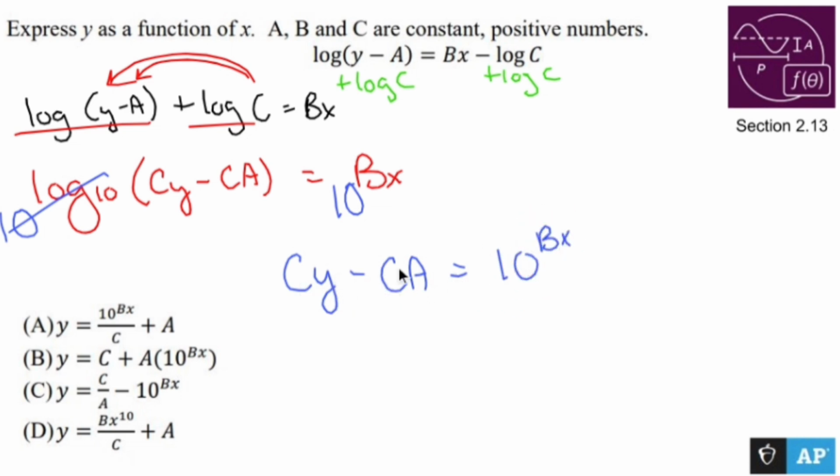Is y all by itself? Nope. Let's add ca, or as Arnold Schwarzenegger would say, California. He was the governor. The governator. How do they want me to write it out? It doesn't really matter. It looks like 10 to the bx plus ca.